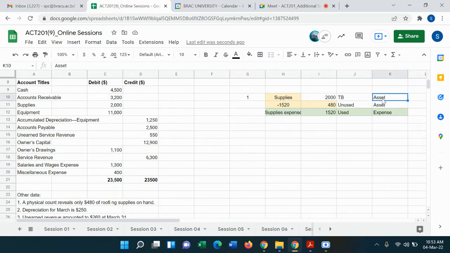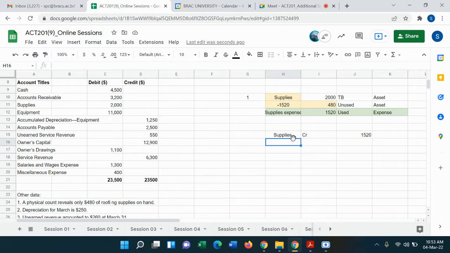Supplies is what category? Asset. Asset needs to be reduced. If an asset is reduced, it should be credit. So asset credit, supplies credit by how much? 1520.